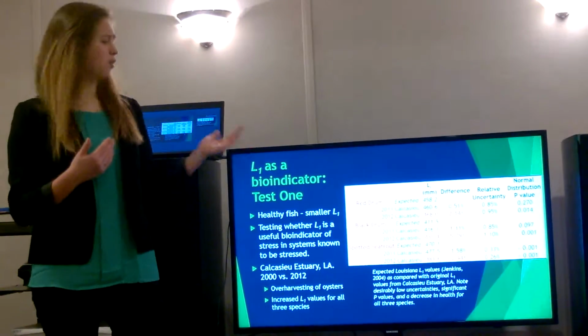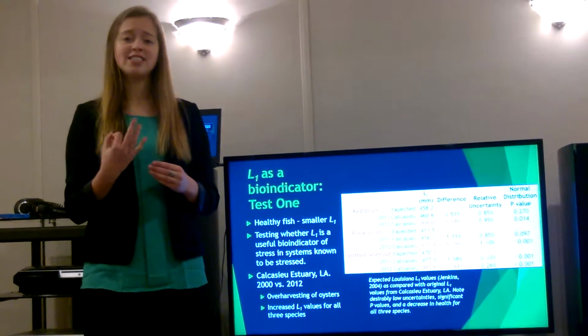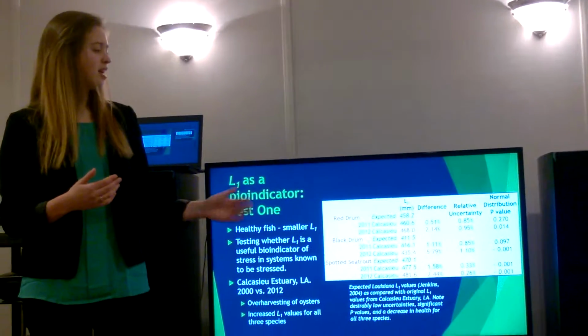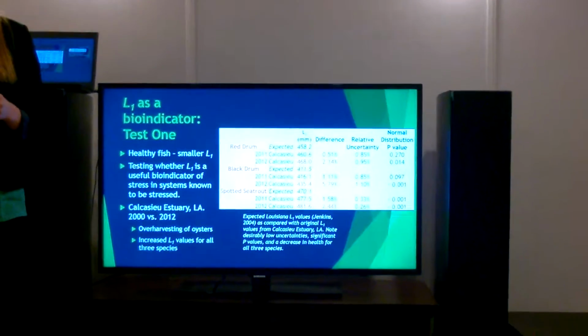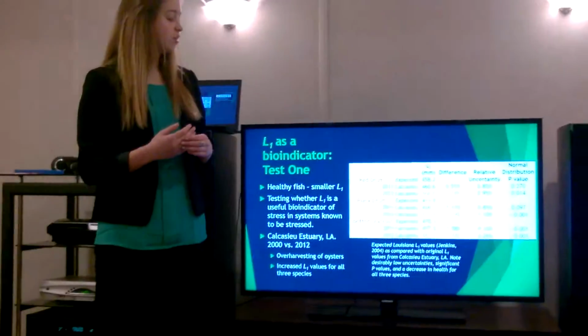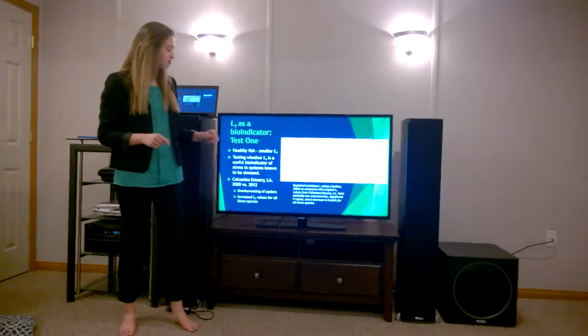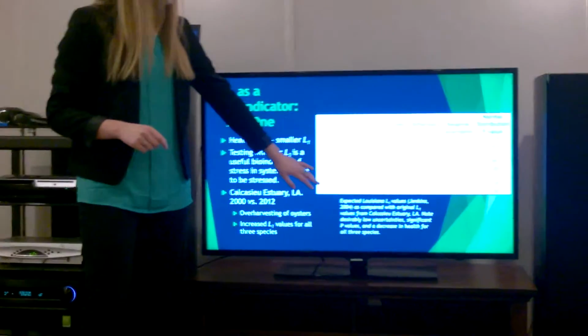The way I tested if L1 was a good bioindicator was to look at 3 systems that are known to have problems and see if L1 was able to detect these problems. The first system I looked at was Calcasieu Estuary, Louisiana. I looked at 2012 original data versus 2000 statewide Louisiana averages. I looked at red drum, black drum, and spotted sea trout.